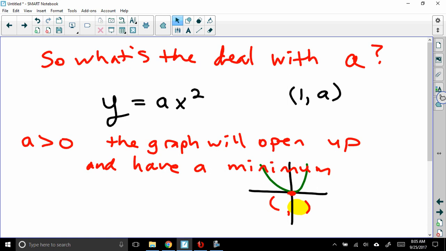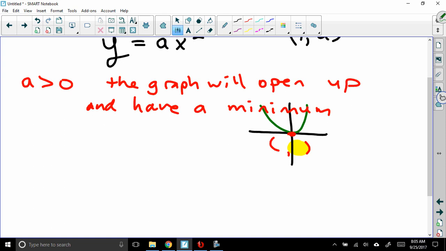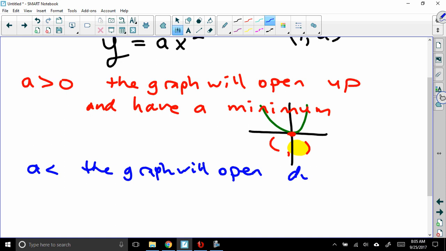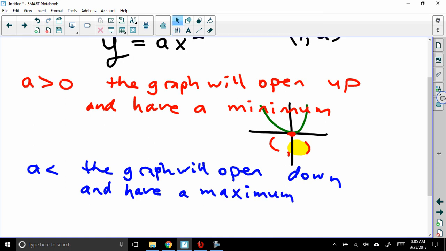So does that mean if a is negative, then it's going to have the biggest mother? Yes. A maximum. The biggest mother. So if a is negative, maybe I'll use a different color here. If a is negative, the graph will open down and have a maximum. Okay.